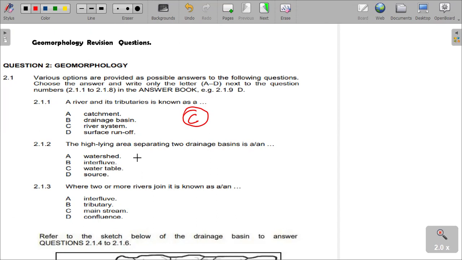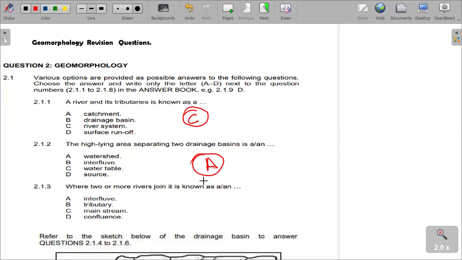2.1.2, the high-lying area separating two drainage basins is a dash. That area that separates two drainage basins is called a watershed, which is A. A source is where the river starts, and the water table refers to the highest level of water saturation underground. So a watershed is an area that separates two drainage basins.